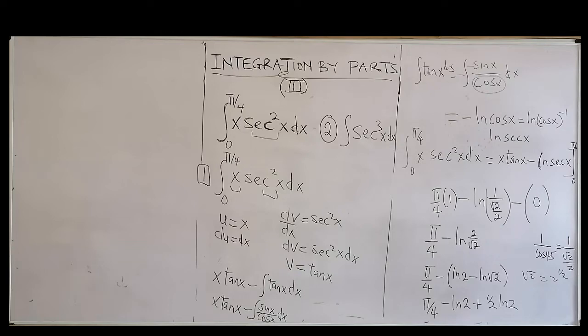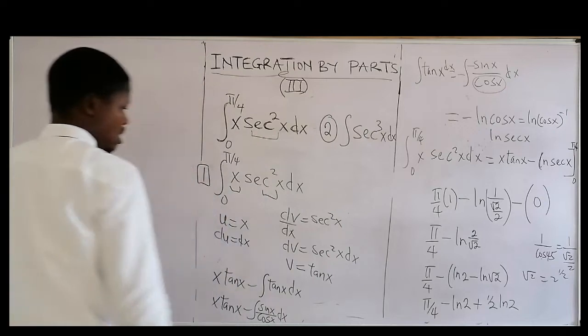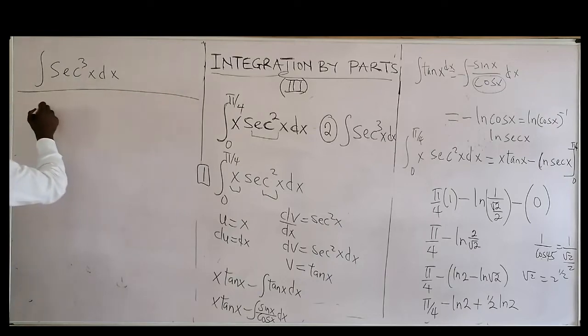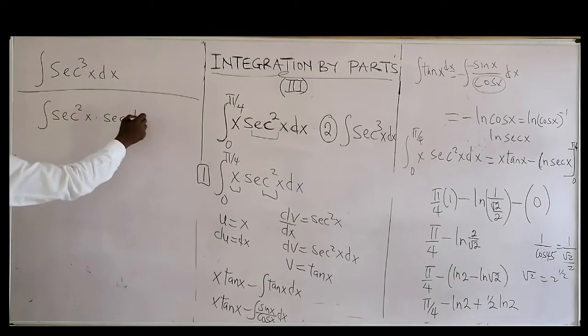Then the next thing to do, what next can we do now? That's just the integral of sec cubed x dx. What we're going to do for this one is split it into two parts: sec square x times sec x dx.